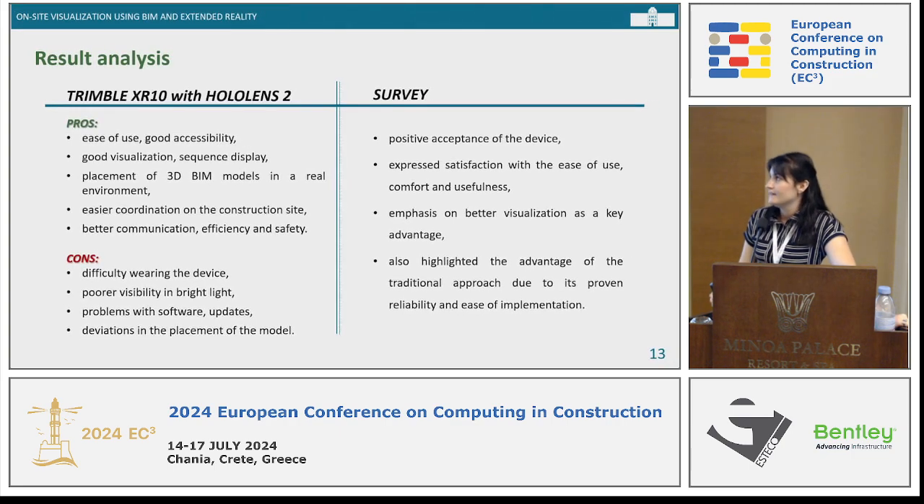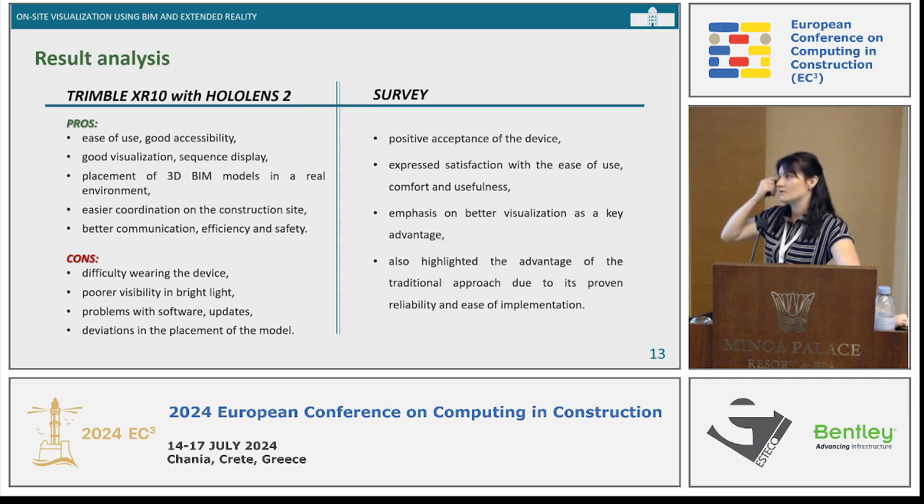We can see that the advanced device Trimble XR10 with HoloLens 2 had a lot of pros and cons. The pros were good accessibility, very good visualization, easy placement of the digital 3D BIM model, easy coordination and communication, and also safety.